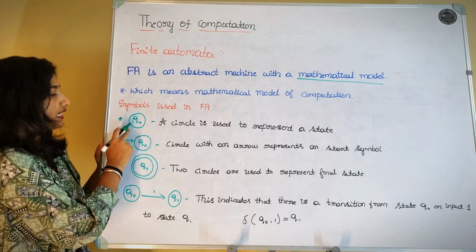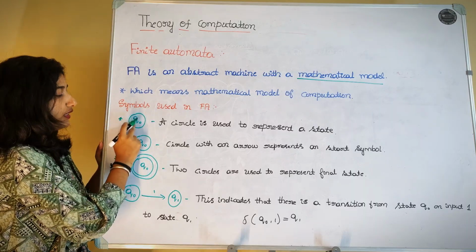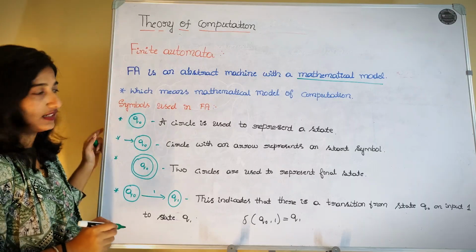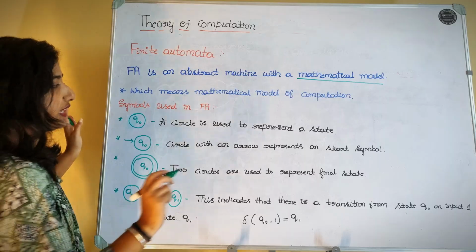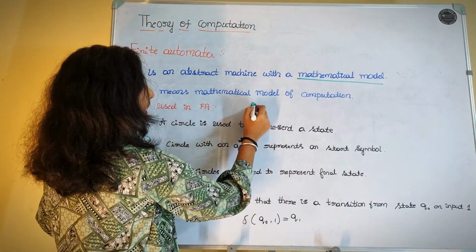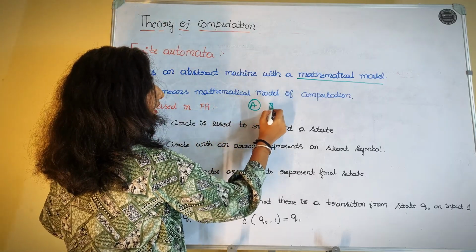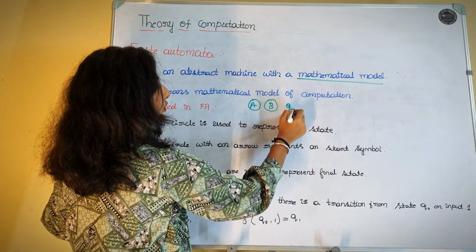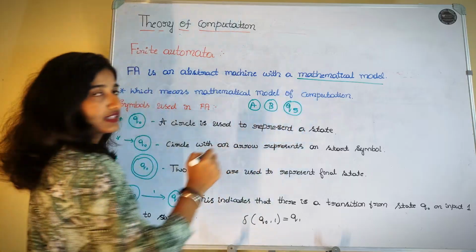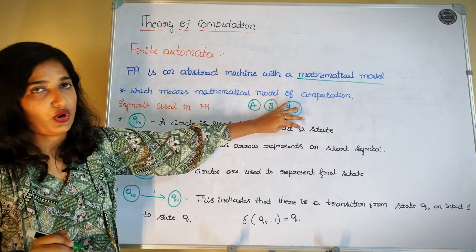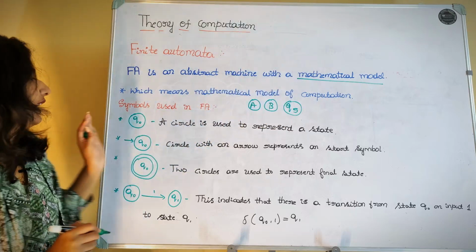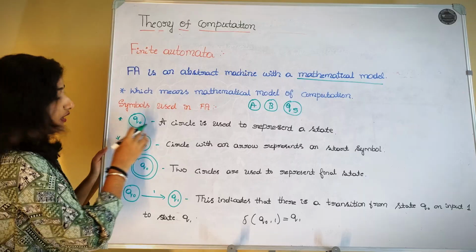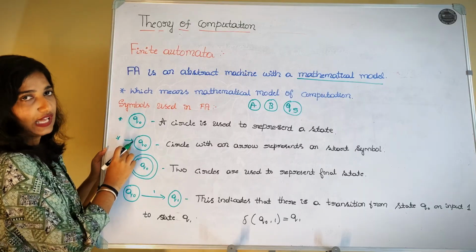The first symbol is a circle with Q0. A circle is used to represent a state. If anything, like A, B, or let's take Q5, is enclosed with a circle, then it is called a state. Here this is a state, but it has an extra thing, that is an arrow.